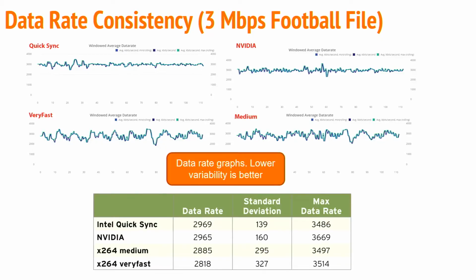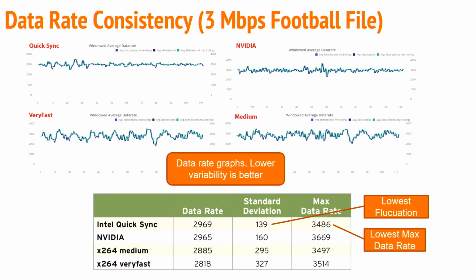And then kind of putting numbers to these graphs. The target data rate was 3 megabits per second. They all met those pretty easily. And then these are the standard deviations, which obviously reflects how much variability goes into the stream. And this is the max data rate that we found within that stream. So here what we're seeing is the Intel QuickSync had the lowest fluctuation. It had the lowest max data rate. So in terms of my analysis, this was number 1 in this category, number 2, number 3, and number 4.